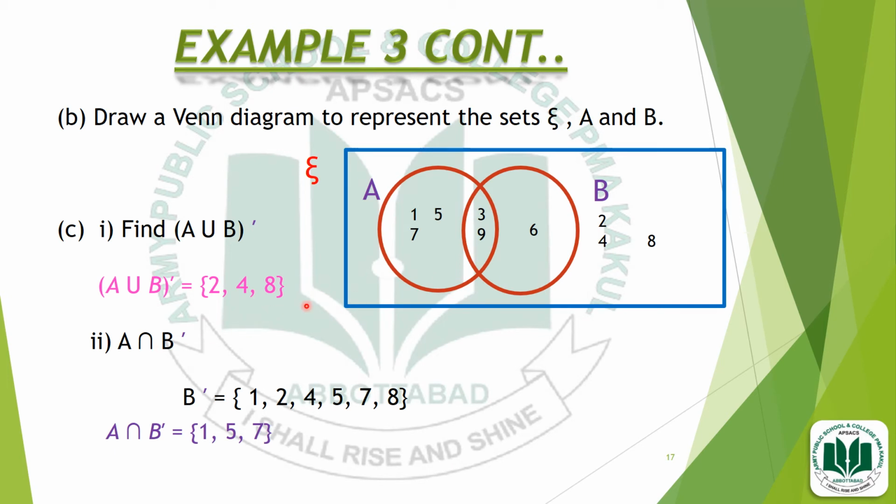Now if I want to find out the intersection between A and B complement, like I said, first we will find out the B complement, which means all those elements of the universal set that are not part of B. So I'm going to skip 3, 9 and 6 from the numbers 1 to 9, and I'm going to write B complement, which is 1, 2, 4, 5, 7 and 8. Now if I want to find out the intersection between A and B complement, that would be 1, 5 and 7. What are the elements that are common between A and this B complement set? That is 1, 5 and 7. So I have stated over here.